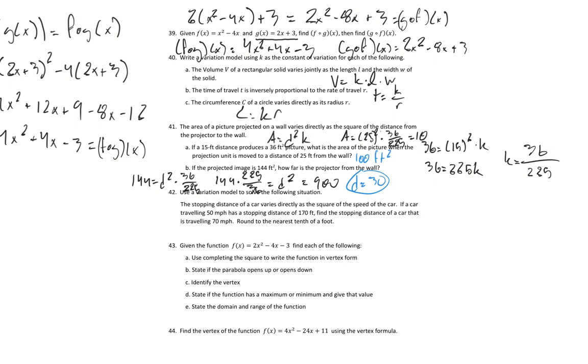All right, number 42, we're using a variation model again, and the problem seems almost the same. It says the stopping distance of a car varies directly as the square of the speed of the car. If a car traveling 50 miles per hour has a stopping distance of 170 feet, find the stopping distance of a car that is traveling 70 miles per hour and round to the nearest tenth of a foot.